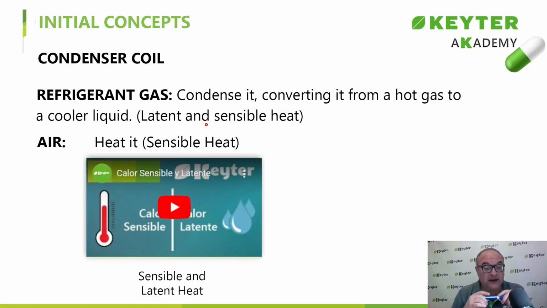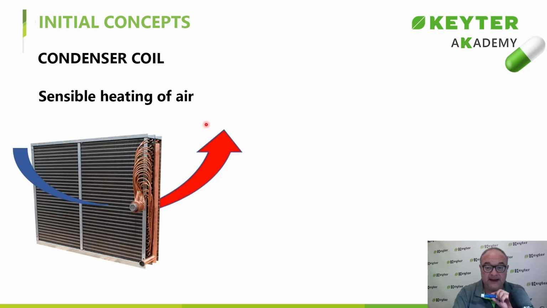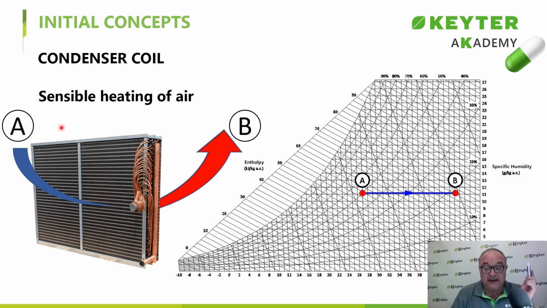If you don't remember the concepts of sensible heat and latent heat well, you can watch a video explaining it on KEYTER Academy. At the air level, when relatively cold or cool air from the atmosphere passes through the battery, it undergoes heating as a result of the interaction, causing an increase in temperature. It is represented as the initial air temperature of, for instance, 27 degrees, which increases to 45 degrees as the air passes through the battery and gets heated up.